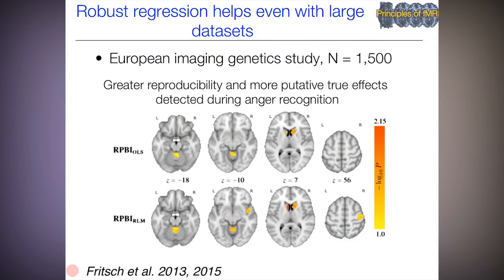So robust regression can help, and it can help even with very large data sets. So this is some recent work by Virgil Fritsch et al., and it's from a European imaging genetic study with 1,500 people. So you'd think huge sample size, right? What do we need to worry about these few outliers for? A few bad apples. Well, what they're showing here in this map is an anger recognition task, and they're showing greater reproducibility of the maps in other ways I'm not showing you here, and more putative true effects detected during anger recognition. Here there's stronger effects in the striatum and some additional things that show up with the robust linear model, that's the bottom series, versus OLS on the top.